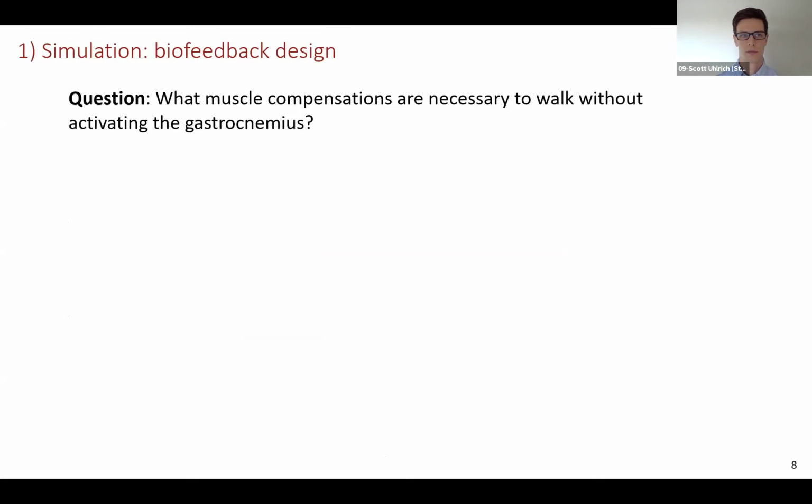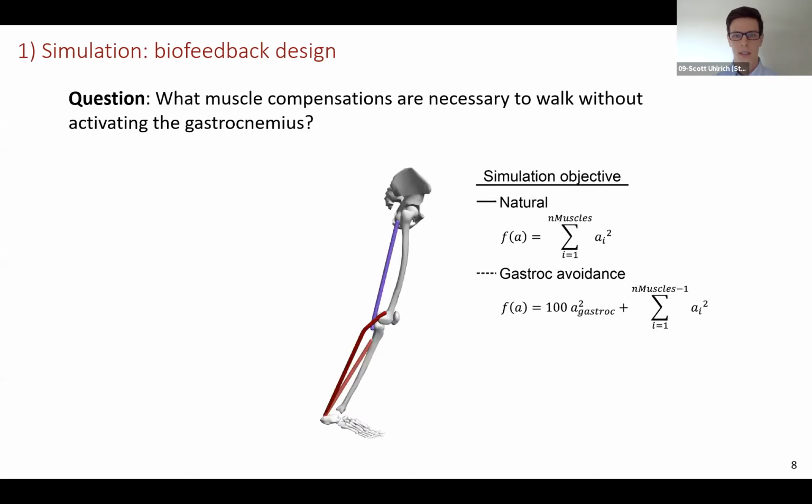To design the biofeedback, we first wanted to know what muscle compensations would be necessary to walk without activating the gastrocnemius. So we ran two static optimization simulations with identical kinematics but varied coordination patterns. The natural coordination pattern in the solid line minimized the sum of squared muscle activations, while the gastroc avoidance case had an additional penalty for gastroc activation. And as has been previously found, we did see a reduction in the second peak of knee contact force.